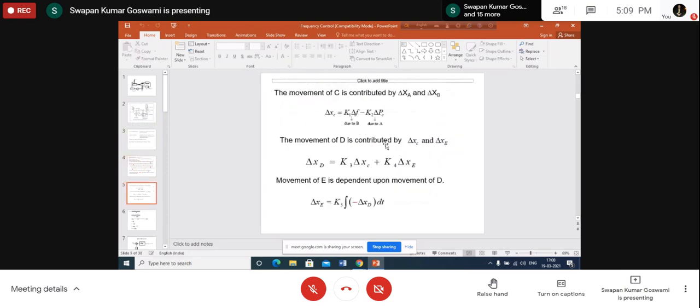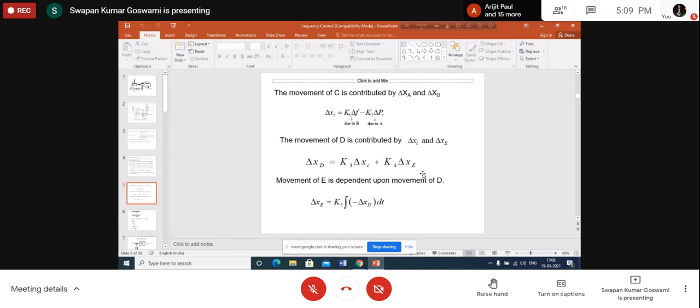So let us write this in this form. Delta XD equals K3 times delta XC, K4 times delta XE. Obviously delta XD will not be equal to delta XC plus delta XE. This movement will depend upon this one. Movement of XD is dependent upon delta XC and delta XE. That's why there will be some proportionality constants. So delta XD is equal to K3 times delta XC plus K4 times delta XE. Is it clear? Could you understand? Yes, sir.